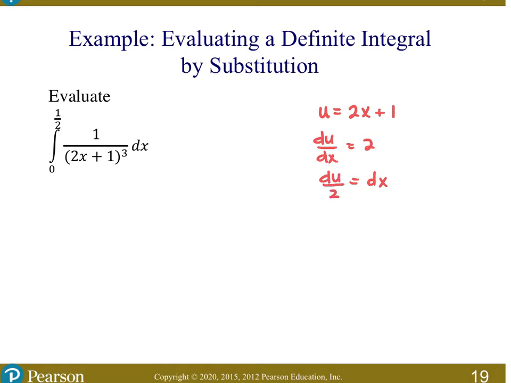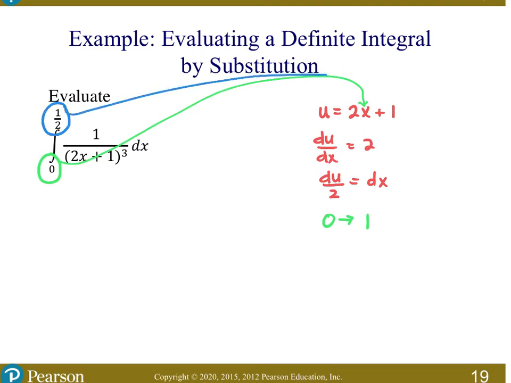We also need to adjust our bounds. And so we take the lower bound and we run it through the U substitution. In other words, 0 is the lower bound when x was our variable. So I want to substitute that in for x and multiply. So 2 times 0 plus 1. So 0 is going to convert to a lower bound value of 1. 1/2 will also get run through our U bound. And so 2 times 1/2 plus 1. So 1/2 will be converting to a value of 2.